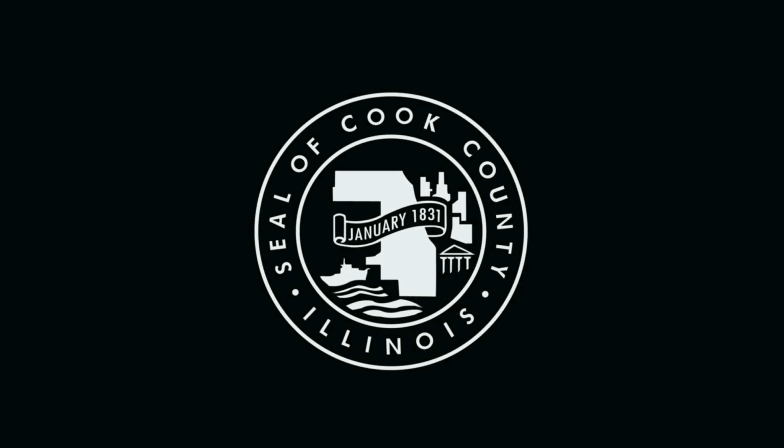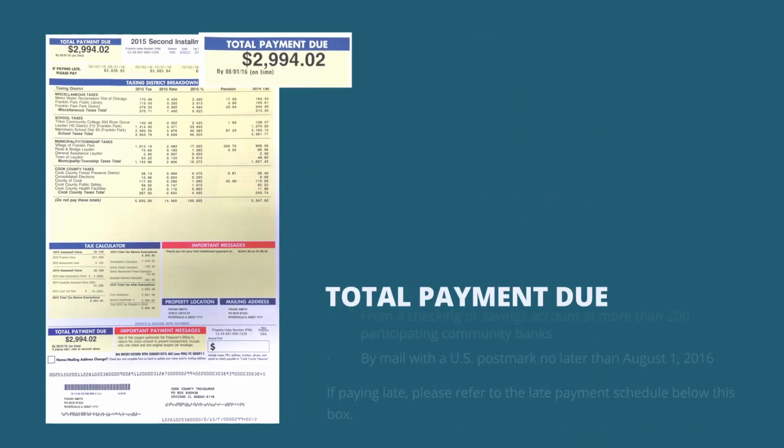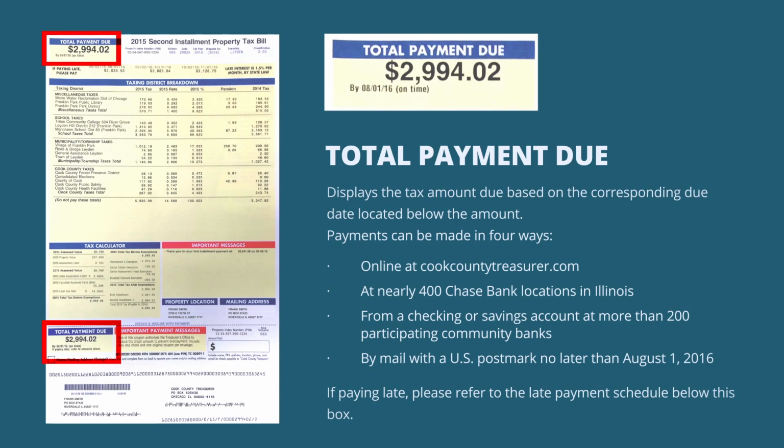This video is created to assist taxpayers on locating and understanding important information that appears on your second installment property tax bill. Total payment due displays the tax amount due based on the corresponding due date located below the amount.